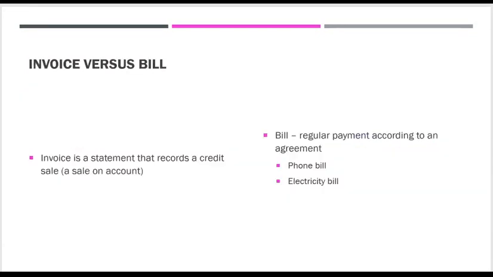And finally, invoice versus bill. It basically means the same thing. There's no proof of payment. Invoice is what we've ordered, and it's usually an irregular credit sale, something that's on accounts payable or accounts receivable, whereas a bill is a regular payment according to an agreement. You sign up for a phone, you pay a regular phone bill. This is why it's called a bill. They mean the same thing. Invoice is the same as a bill. Both use accounts receivable or accounts payable.